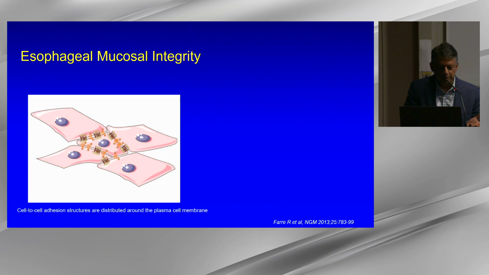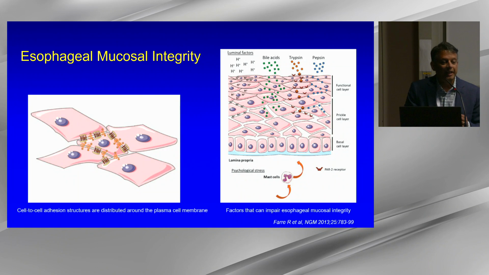So the start is the understanding that the squamous epithelial cells in the esophagus are normally tightly adhered to each other through cell adhesion structures. And in the context of different types of injury, different types of luminal noxious agents, or sometimes even psychological stress or other kinds of injury, these cells tend to separate, right? So you can see in the prickle layer that there is space in between.